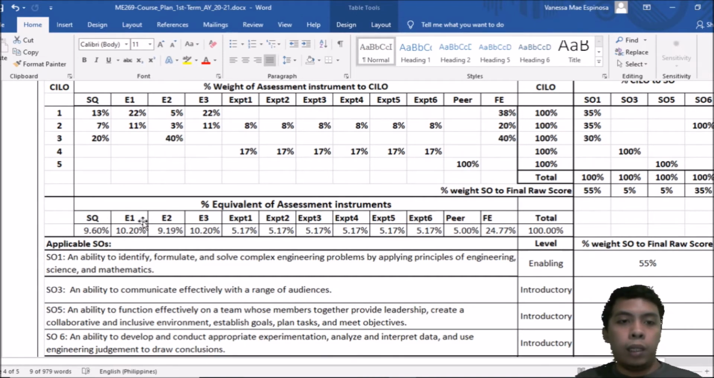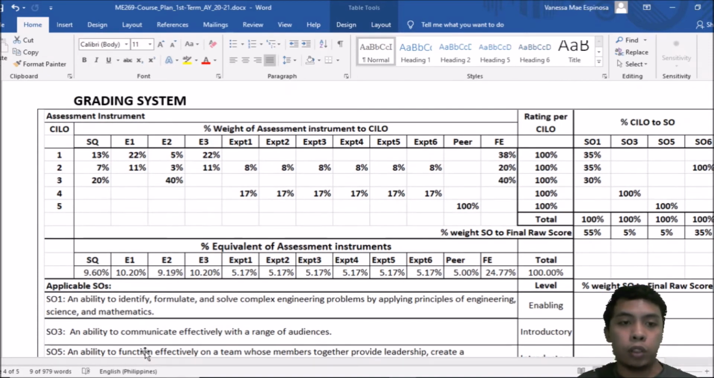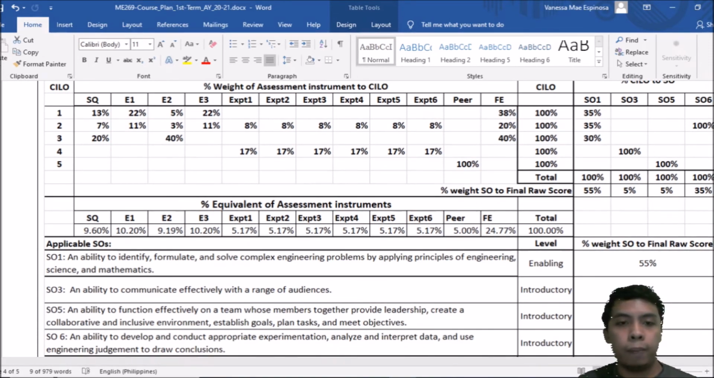E1 and E3 have the same weight, which is 10.2% of your grade. E2 has 9.19% of your final grade. It is a bit lower because it has a different SO compared to our E1 and E3. For the experiment part, they all have the same weight, 5.17 each. Peer evaluation for the laboratory part is 5%, and the final exam will be 24.77%, for a total of 100%.